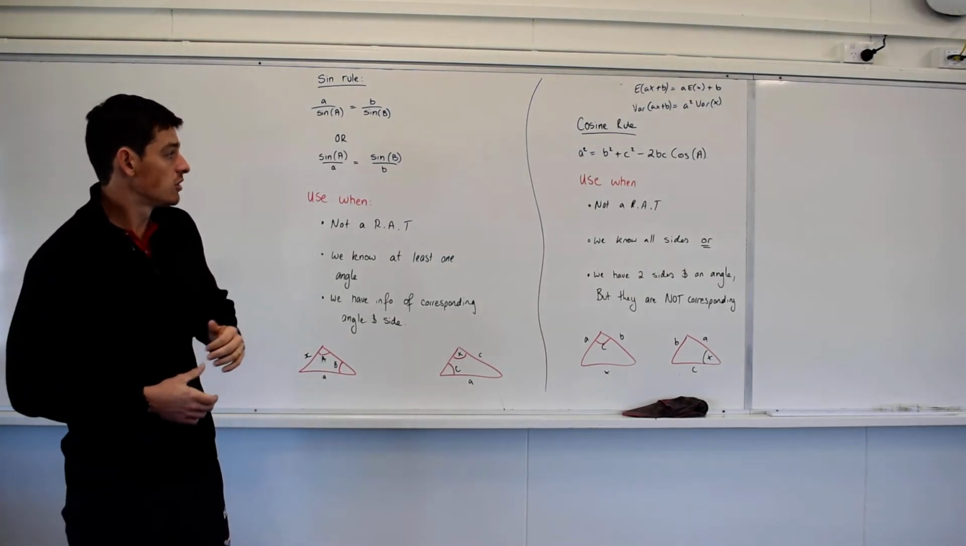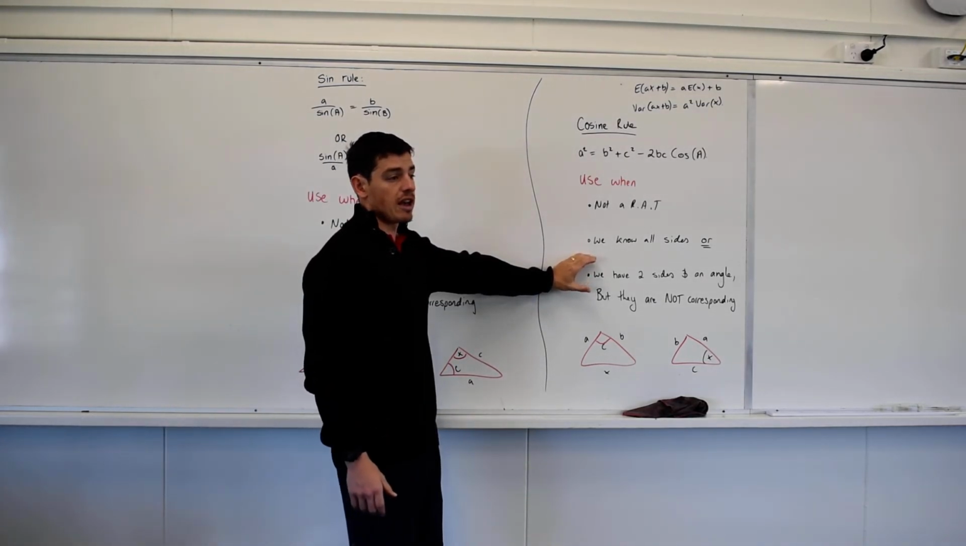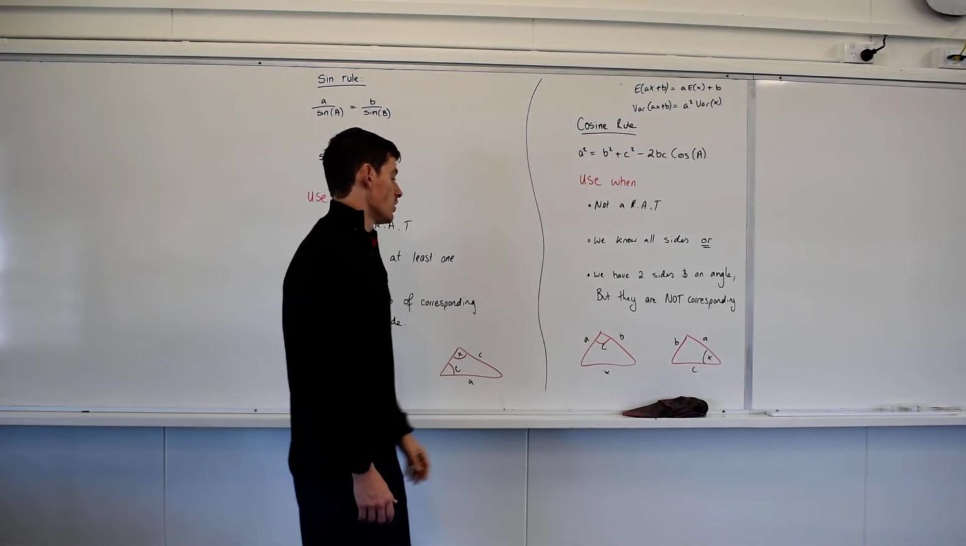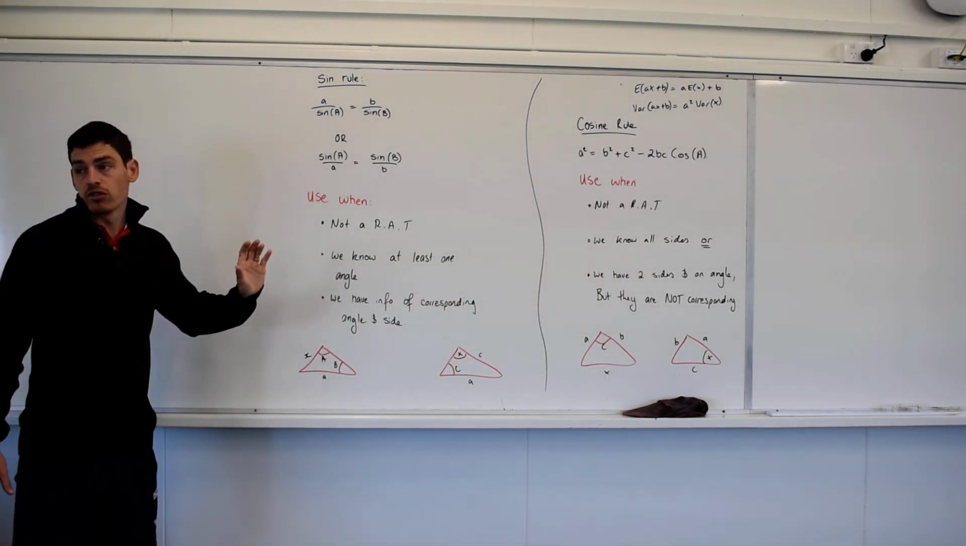Take home message: not a right angle triangle. If we don't have a corresponding angle and side, we use the cosine rule. If we do, we use the sine rule. We can change the triangle however we want.